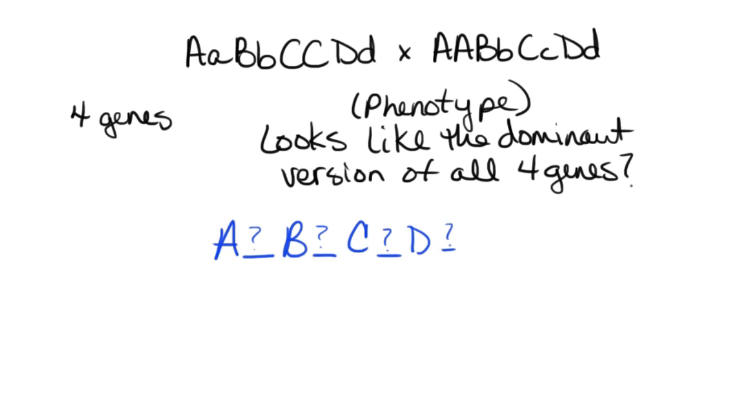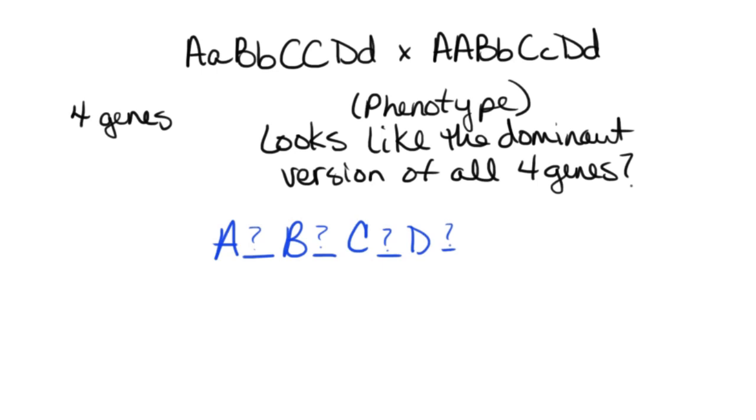And we know that what happens with the A gene is going to be independent from what happens with the B, the C, and the D gene. So we're going to break this into 4 different monohybrid crosses, since we are looking at 4 genes at a time. So let's go through and do that.